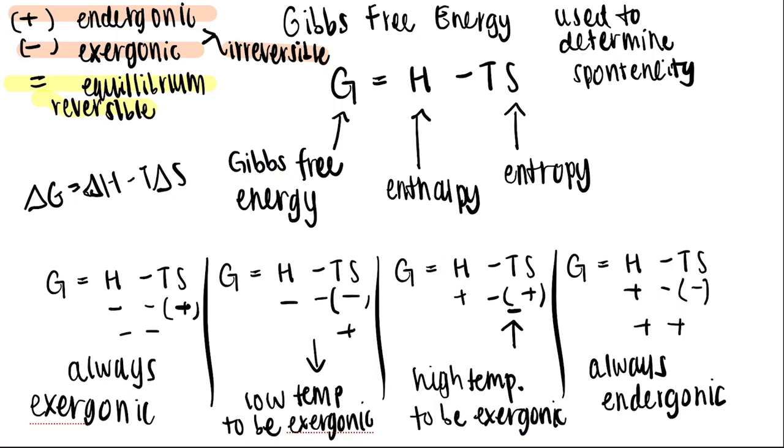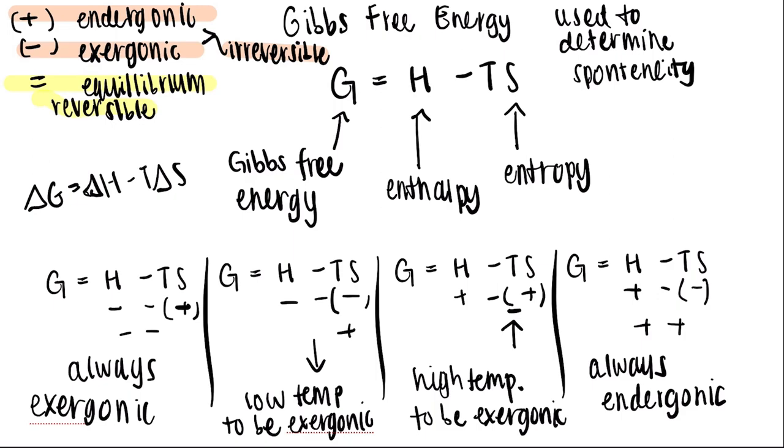Again, remember that if it's positive, it will be endergonic, and negative is exergonic. And because it's positive or negative, it's irreversible. Likewise, if you have something in equilibrium, it's going to be a reversible reaction. So usually in textbooks, they show a chart of positive, negative, negative, and it gets confusing.